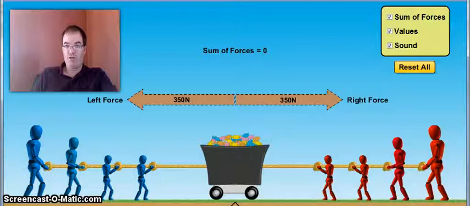So, net forces, static equilibrium, dynamic equilibrium, and vectors are all talked about in this lesson. You need to know those terms and be able to use them.